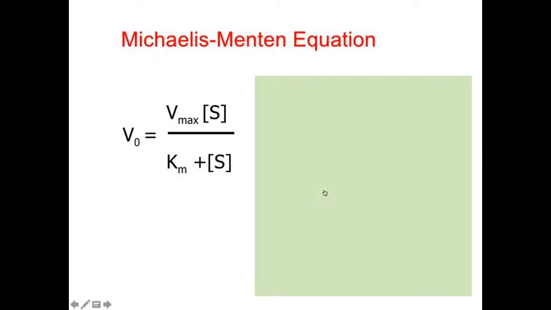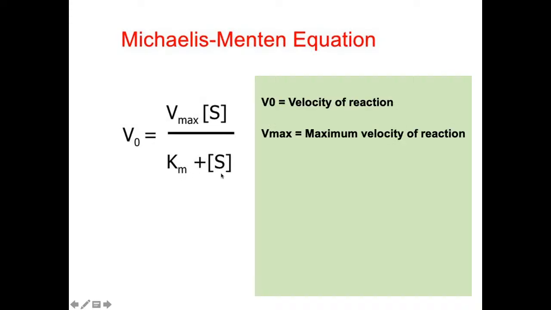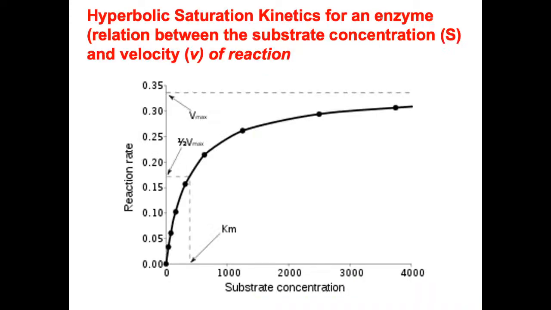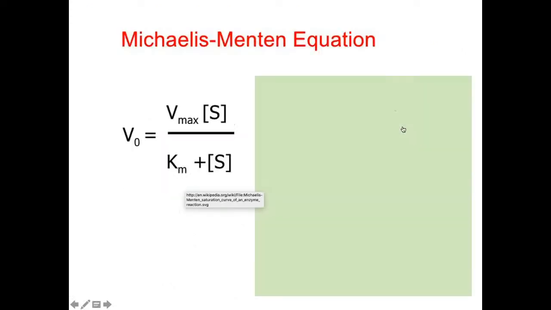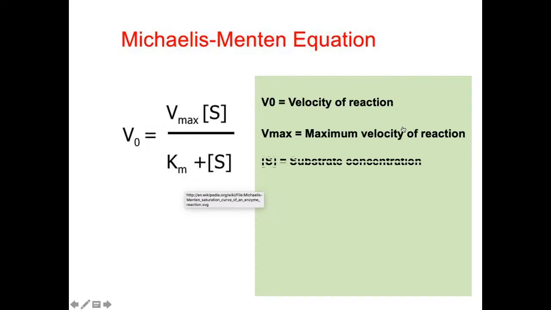So Michaelis-Menten equation, how do we represent this? V naught is equal to Vmax multiplied by substrate divided by Km plus S. Whereas V naught is the velocity of the reaction, Vmax is the maximum velocity of reaction. V naught could be any value, like the initial reaction, and Vmax is the maximum where it reaches. S is your substrate concentration and Km is your Michaelis constant. This is a very important perspective for the Michaelis-Menten equation.